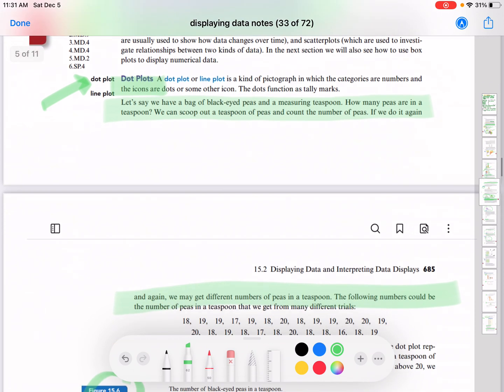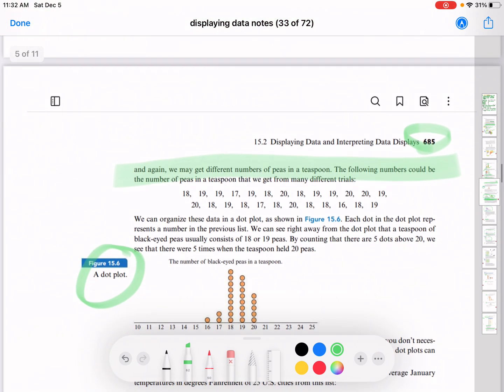And so here's the example. It says, let's say we have a bag of black-eyed peas and a measuring spoon, and we just scoop out peas with that spoon. You could read this, right? All these pages are right out of your textbook. You could take a look at the pages and come back in. It's all 15.2. And so they did this over and over again.